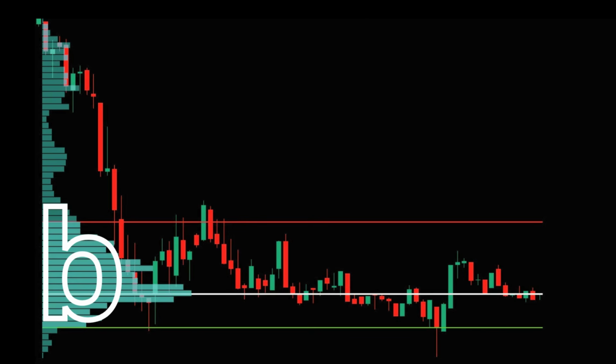Then we have the b shape. This is the mirror image of the P shape, thin at the top and wide at the bottom. This pattern usually appears when the market drops sharply and then levels out at those lower prices. After a b shape, we often see a temporary bounce upwards. Some traders use this bounce as an opportunity to sell.